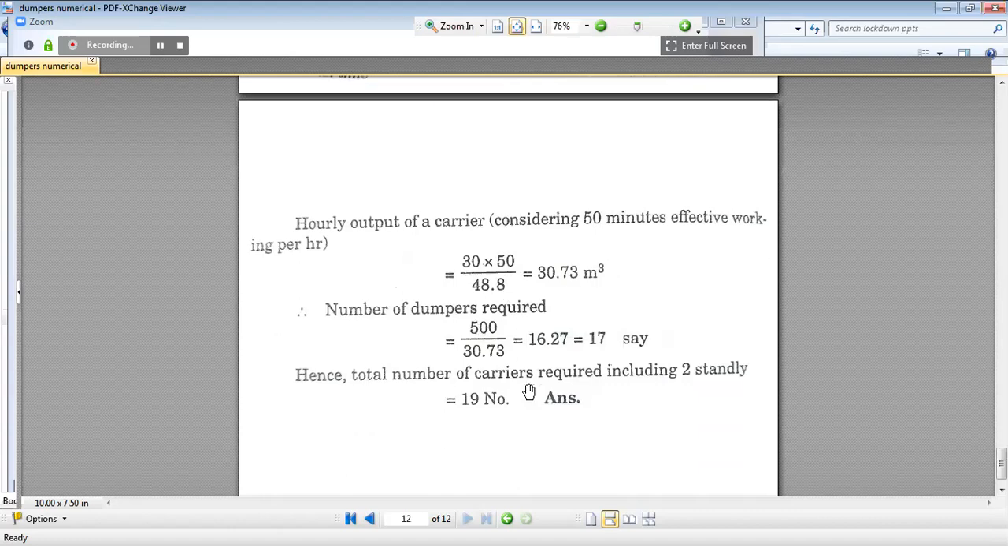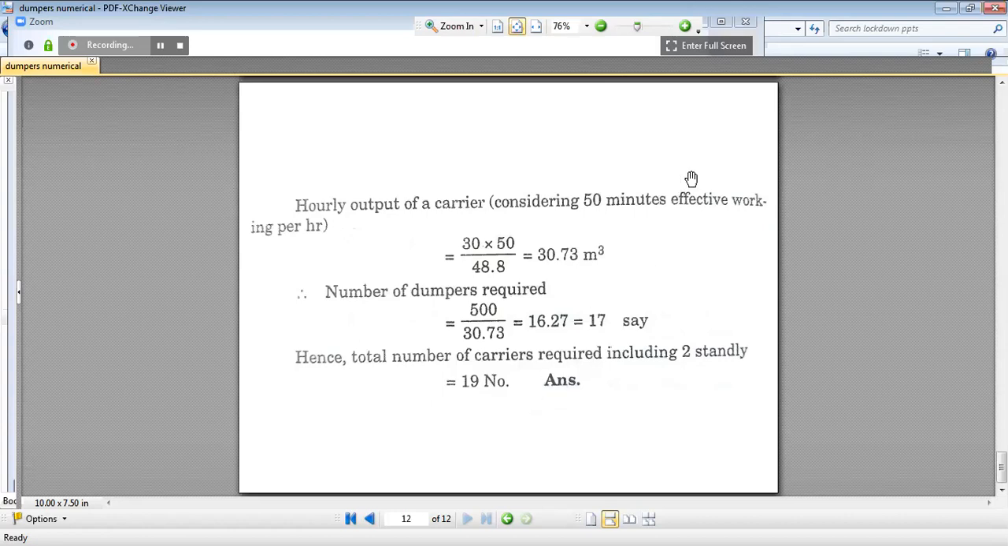Therefore, the dumpers required: how much quantity of soil I am supposed to excavate in 1 hour is 500. One dumper can transfer 30.73. So how many dumpers are required now? It's 500 by 30.73. It happens to be 16.27. Let us say it as 17. Then if we go with 10% extra additional, that is 1.7, so round it up to 2. Therefore, 19 dumpers are required.